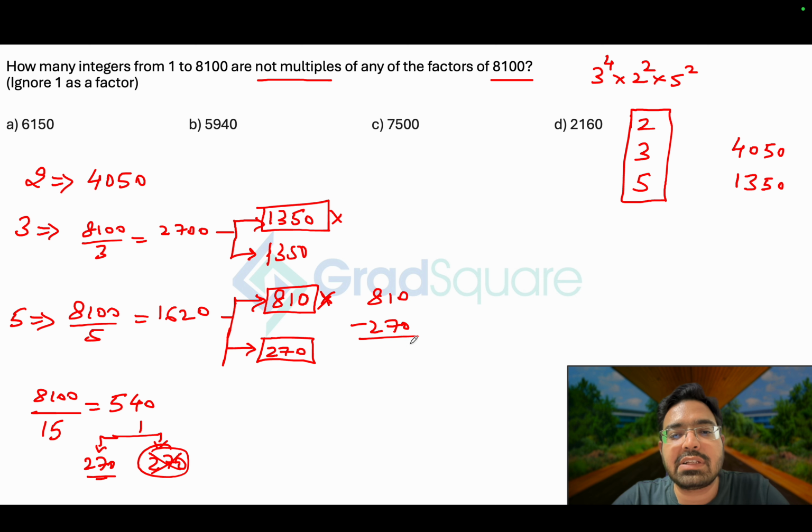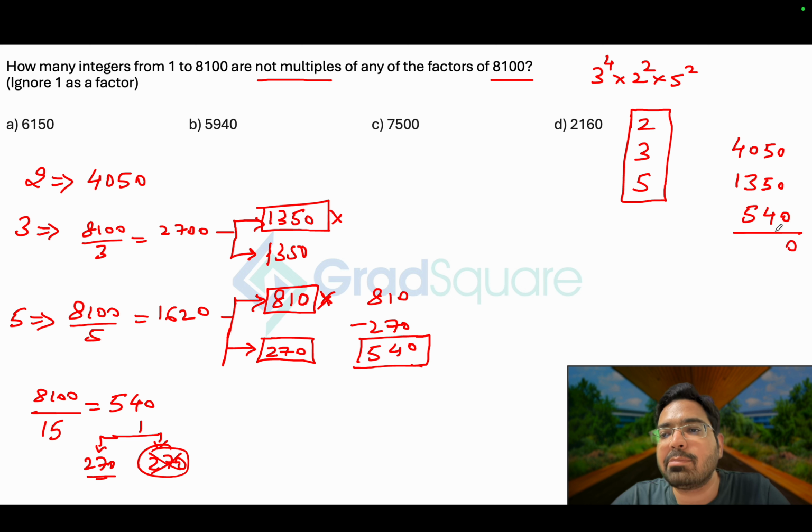So what are we left with? 0, 11 minus 7 will give you a 4. And 7 minus 2 will give you what? 540. So 540 numbers are the unique multiples of 5 which have not been counted in 2 and have not been counted in 3 also. So 540 numbers further need to be removed from this.